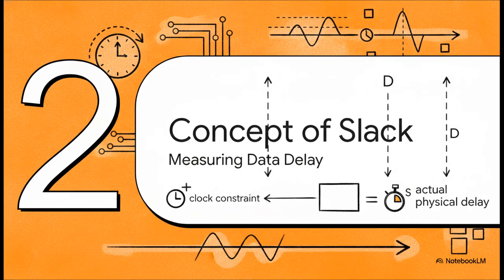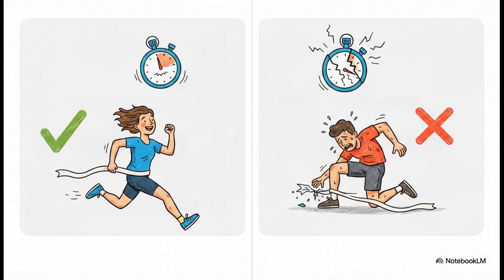The concept of slack. To really understand what all that red text means, we have to talk about slack. It's really the ultimate metric of our digital race. Slack is simply the mathematical difference between your clock constraint, meaning the time you demanded the data arrive by, and the actual physical delay of the data path. Notice the really sharp contrast here. If you have positive slack, it means the physical delay is smaller than your constraint. The data arrived with time to spare.